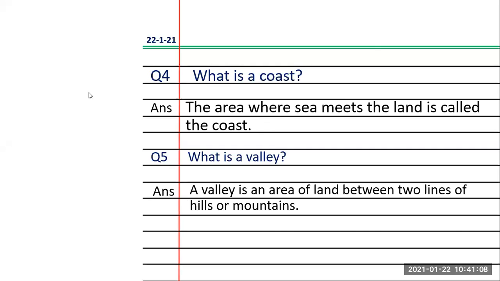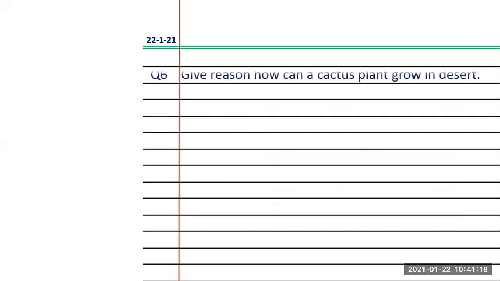Okay, very good. A valley is an area of land between two lines of hills or mountains. Now here comes question number 6, that is, give reason. How can a cactus plant grow in desert? Give reason. How can a cactus plant grow in desert?